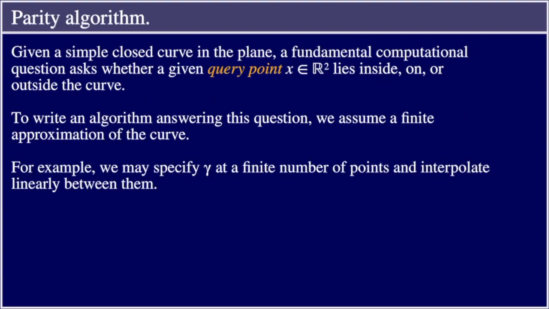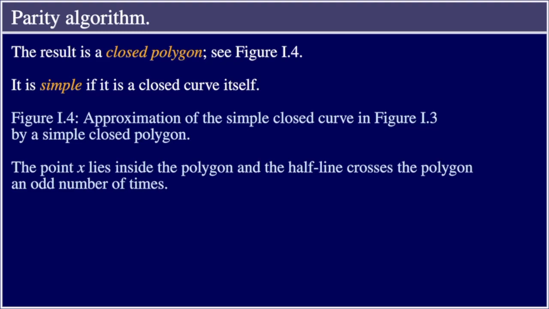Parity Algorithm. Given a simple closed curve in the plane, a fundamental computational question asks whether a given query point x, a member of R2, lies inside, on, or outside the curve. To write an algorithm answering this question, we assume a finite approximation of the curve. For example, we may specify gamma at a finite number of points and interpolate linearly between them. The result is a closed polygon, see Figure 1.4. It is simple if it is a closed curve itself.